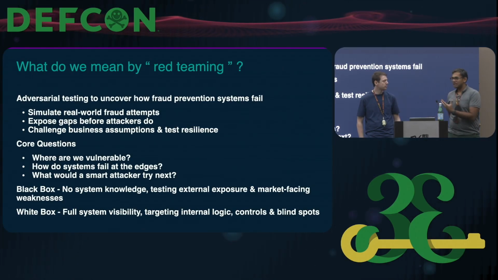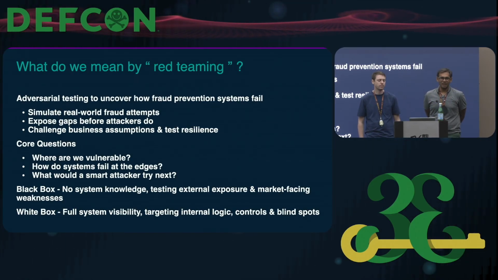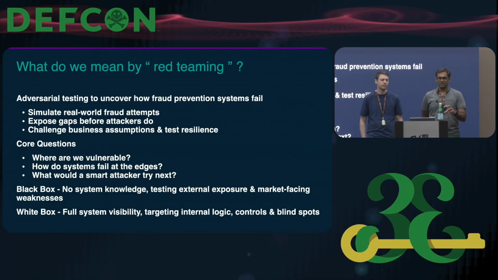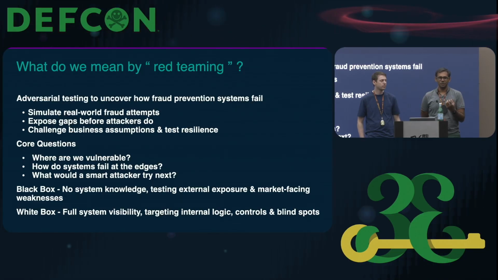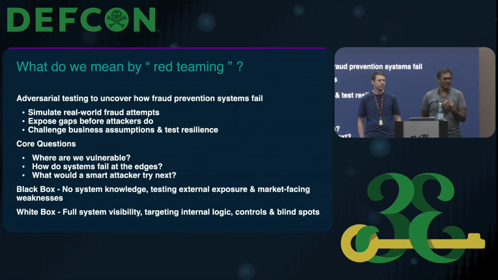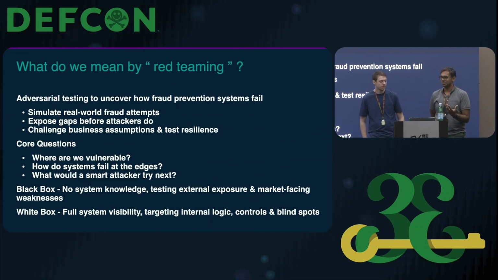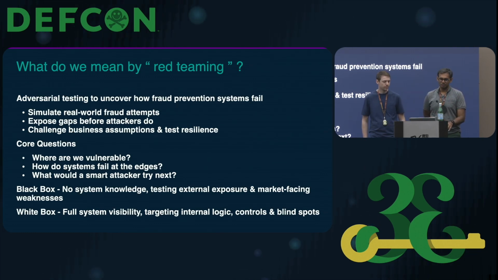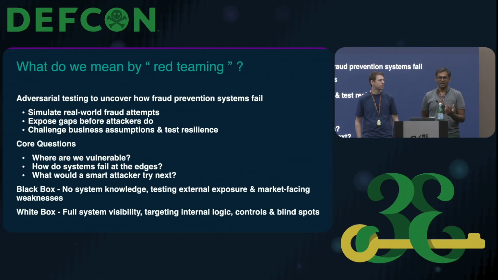And then red teaming, I guess I'm at DEF CON, I'll probably spend 30 seconds on this slide. But really, it is about adversarial testing to uncover how systems fail. You have a bunch of good guys internally trying to find holes in your systems before the bad guys do. The core questions are, where are we vulnerable? What are the edge cases? What would a smart attacker try next?